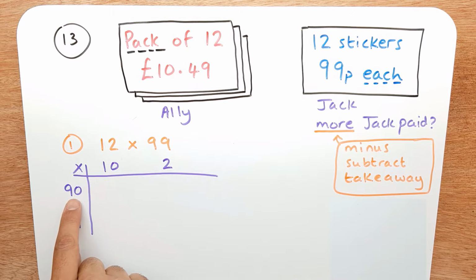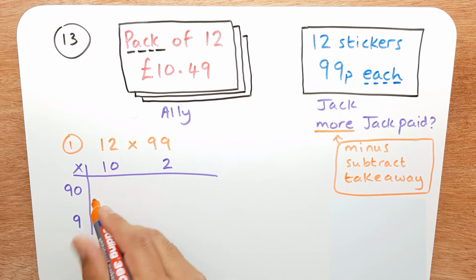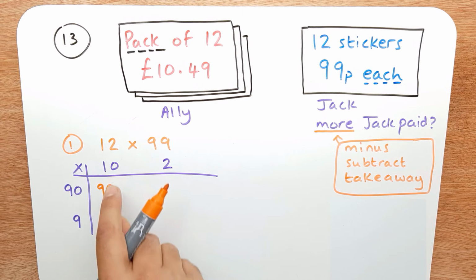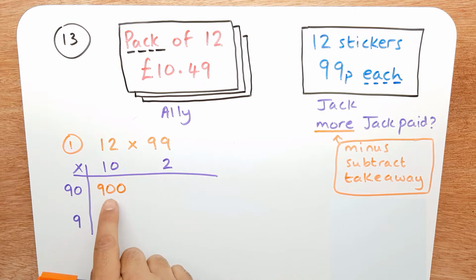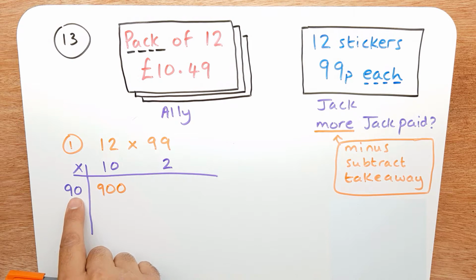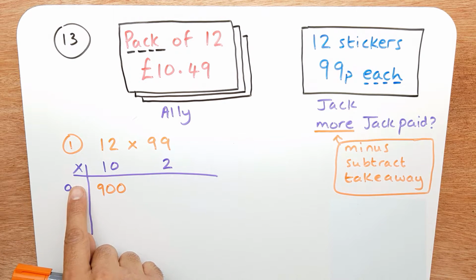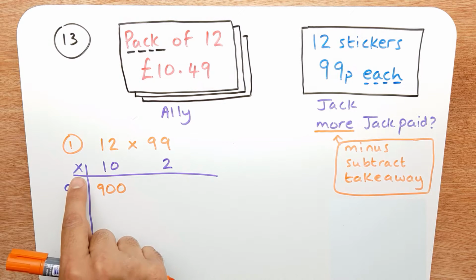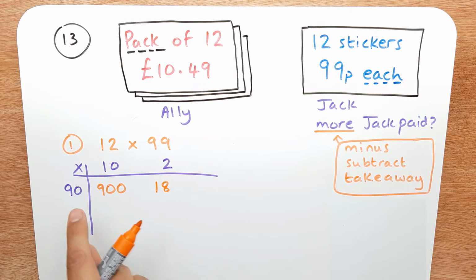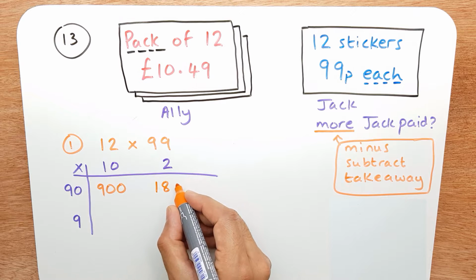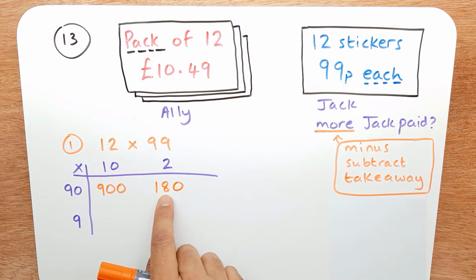And we know the rule for multiplying a whole number by 10. What you do is you write this number down, 90, and you simply add a 0. So 90 times 10 is 900. And 90 times 2. What we can do is hide this 0. So we work out 9 times 2. And that is 18. And then we bring this 0 back. So we have 90 times 2 is 180.